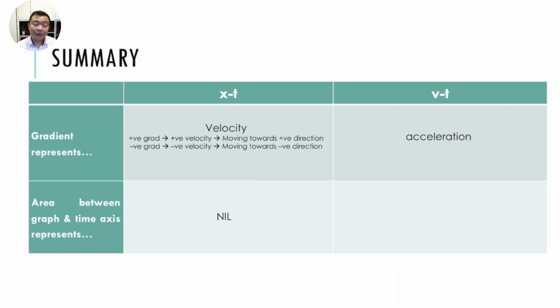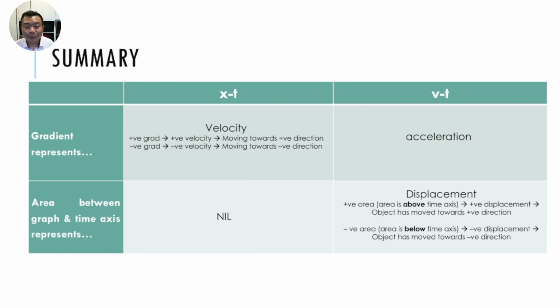Lastly, on the velocity time graph, what would you get if you find the area between the graph and the time axis? Displacement of the object. Again, some detailed notes are given there, and it will come in very handy for you. So if you get positive area, now what is positive area? Positive area means that the area is above the time axis. This means your displacement is positive. What does positive displacement mean? This means the object has moved towards the positive direction.